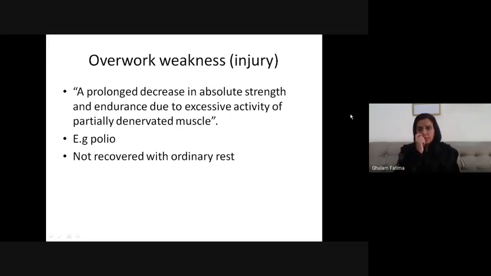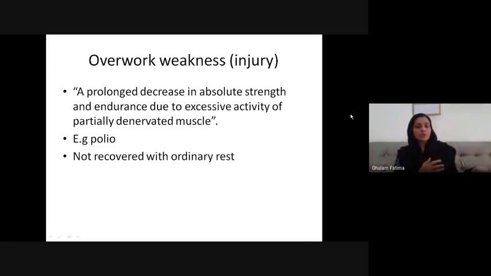Okay, so now we come to a term that is overwork weakness, which is a phenomenon usually observed in neurological patients. It is a prolonged decrease in absolute strength and endurance due to excessive activity of partially denervated muscles, for example, in polio patients. Here you have the problem that if the patient comes to you and you make him exercise or do some physical activity, the patient will be able to perform that activity at that time, but the patient will not be able to get up or recover from the fatigue for the next 2 to 3 days.